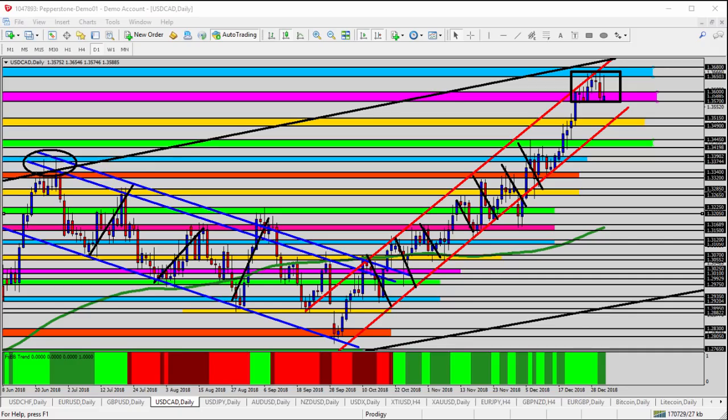Today we're taking a look at the USDCAD, the US dollar versus the Canadian dollar, for today's trade analysis. Looking here on the daily time frame, we can see that this currency pair has been in an uptrend for a while now. You can see the uptrend channel, if you will, between the two rising red trend lines here on the right hand side of the chart. Market's been bouncing around between them for quite a while now.